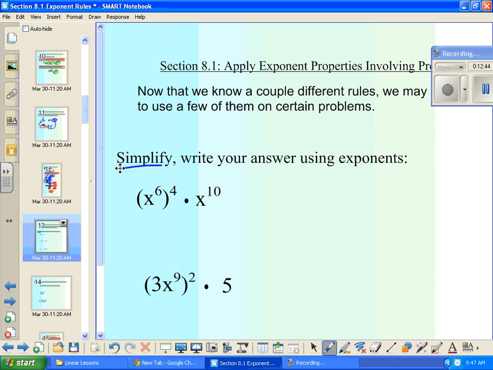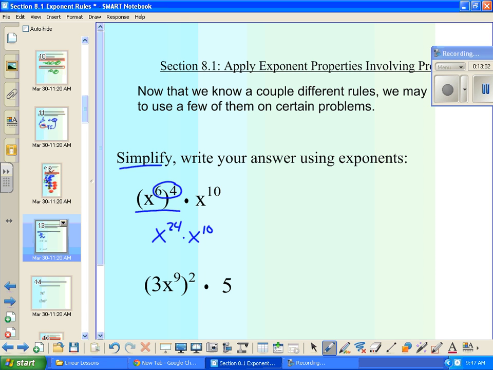With this first one, what I can do is deal with the stuff in parentheses first. It's kind of like PEMDAS, where often in these problems you'll look to do something with parentheses first if you can. x to the 6th to the 4th power, I can just multiply those together. That's a power to a power. That's going to give me x to the 24th. So then I've simplified that part.